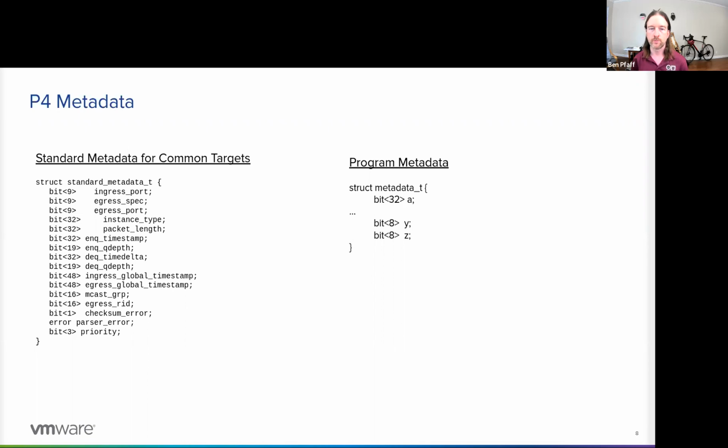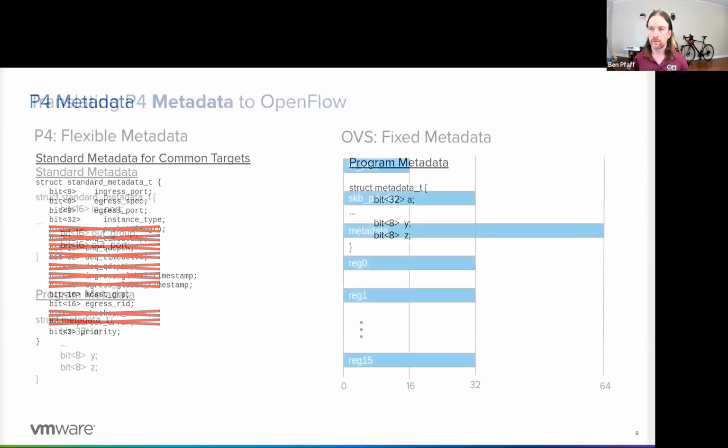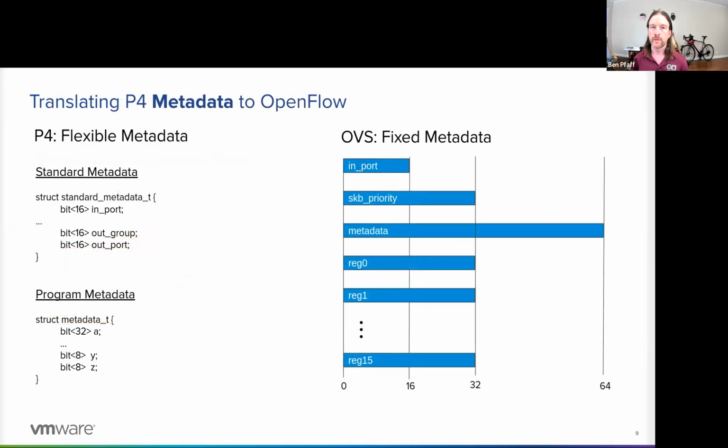That's things like the input port, the output port, and the priority. But we have to get rid of other metadata that OVS doesn't support, like all of the P4 metadata related to timestamps and queue lengths. OVS just doesn't support any of that. OVS doesn't support named metadata either, but OfP4 can make that work. Let's see how. Let's see how everything matches up.